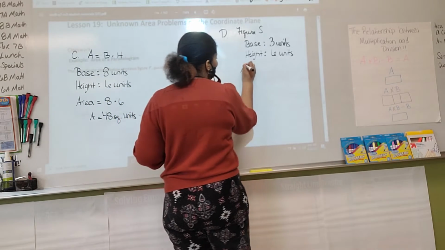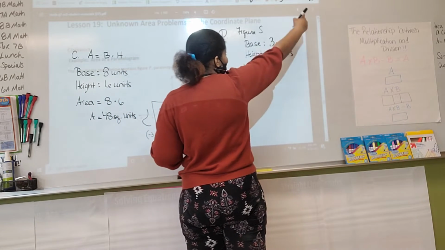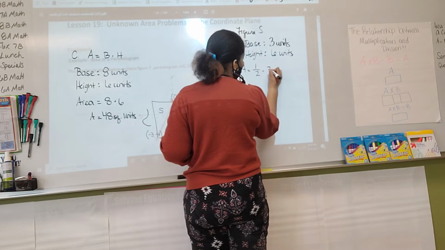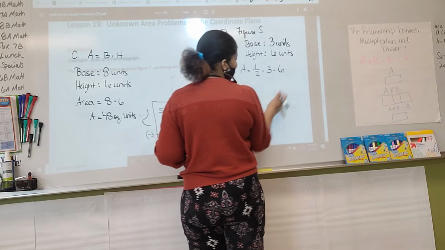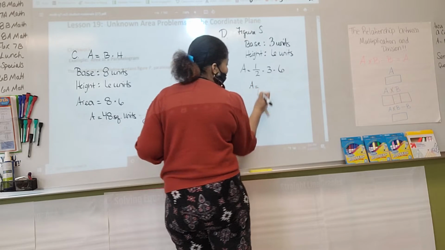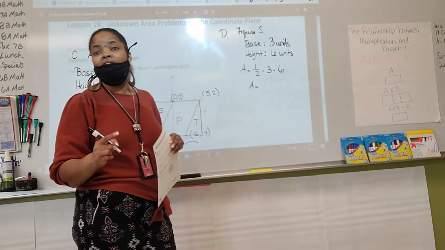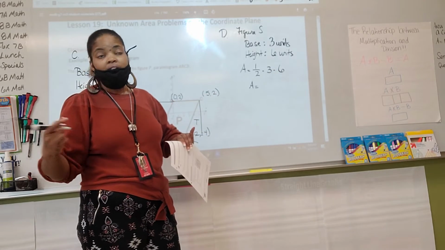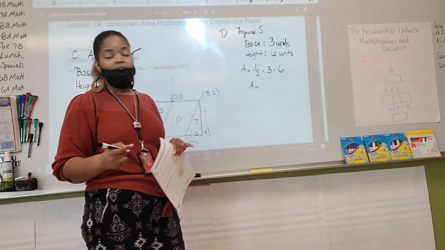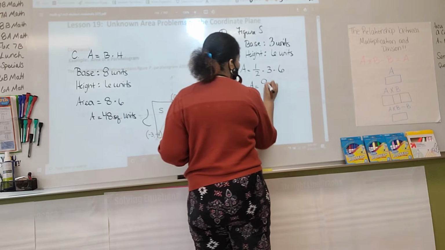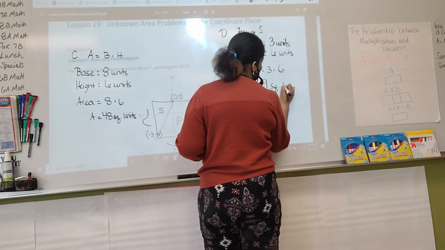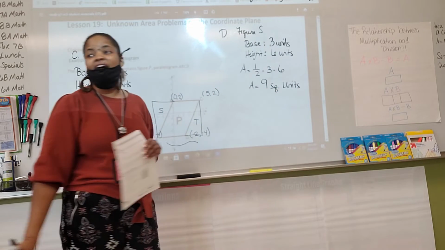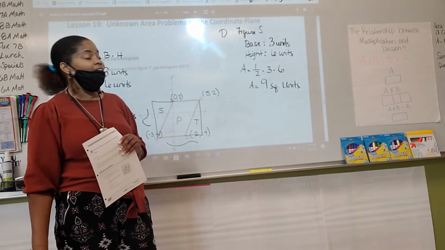So if I'm going to do the area of this, I'm going to use this formula, and I'm going to say half times the base times the height. And my area is going to equal. Easy way to do this is to take 3 times 6. 18, split it in half. 9 units. And that is what I have for figure S.